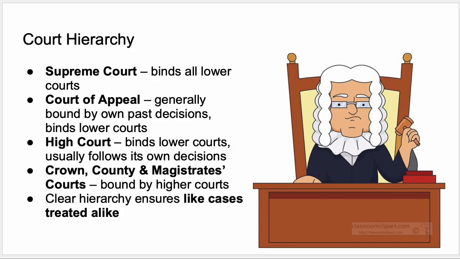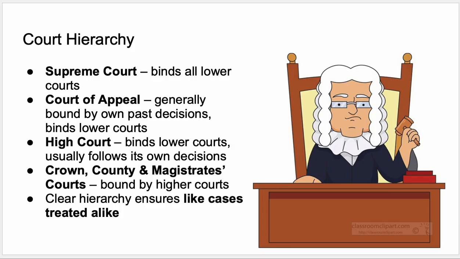Now, next we have the Court of Appeal, and its decisions bind all lower courts like the High Court and the Crown Court. Usually the Court of Appeal follows its own previous decisions, but there are important exceptions, known bizarrely as the Young versus Bristol Aeroplane rules. These are very, very important exceptions, and we will again have a closer look at these in some later slides.